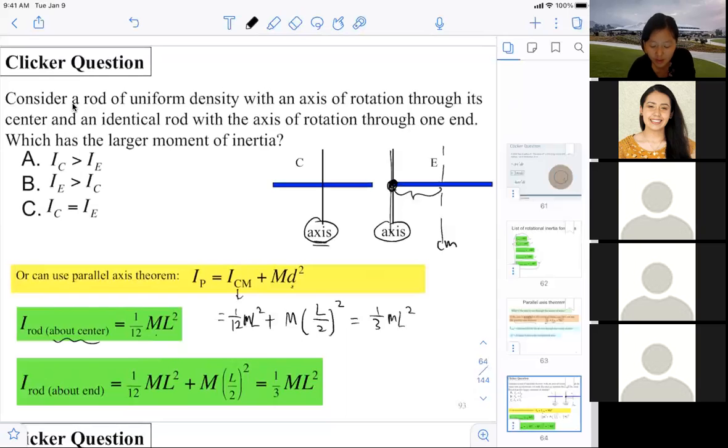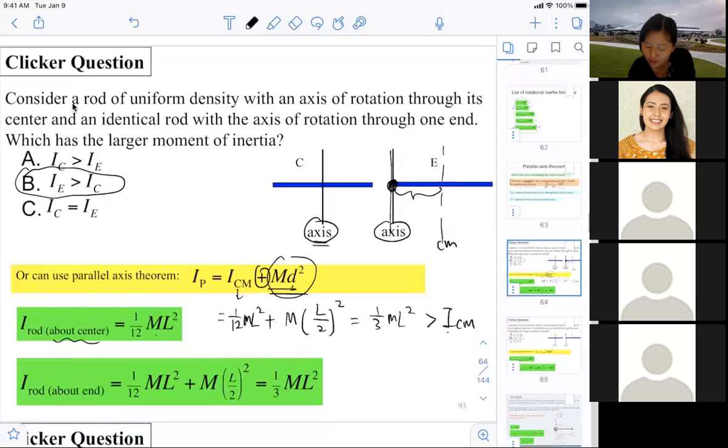So this is bigger, of course, than I relative to the center of mass. When you change your axis away from the center of mass, you are always going to get a bigger rotational inertia, which makes it harder to rotate. Because of the parallel axis theorem, right? You're always adding something not zero. Okay, so the answer to this is I_E is larger than I_C. Of course, we know what I_E is and we know what I_C is.